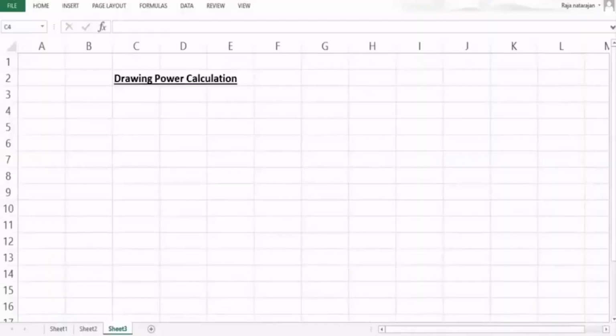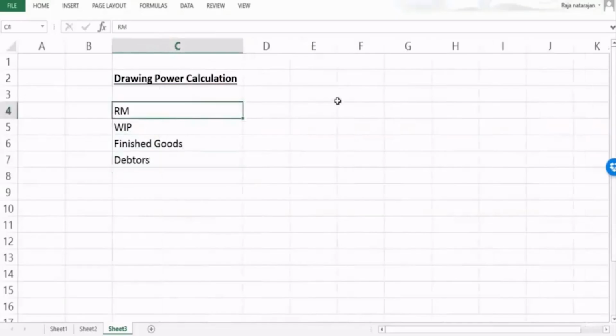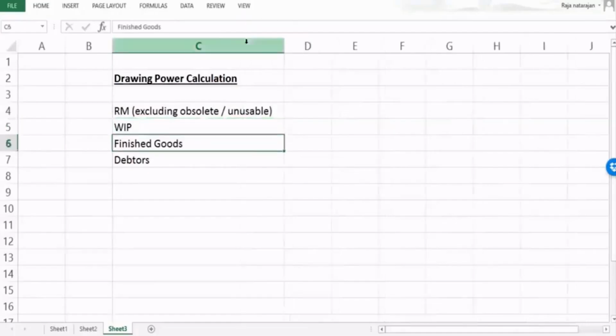So now it's time for us to get into the session. Let's understand how drawing power is calculated in case of cash credit facility. Cash credit facility is basically sanctioned against inventories and debtors. So the inventories have to be divided into three: raw material, work in progress, and finished goods. Then debtors. Now within inventories, the unusable materials or obsolete raw materials have to be excluded, right? So we'll say excluding obsolete or unusable materials. So they got to be excluded, and same is applicable for finished goods also.